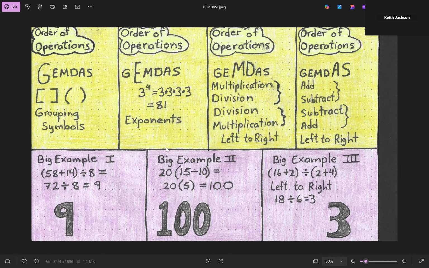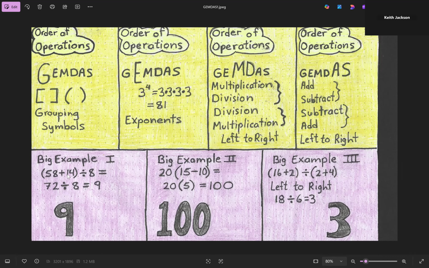But let's take a look at our 3 big examples to help us understand the grouping symbols. Today we're only going to work on the grouping symbols. We're only going to work on parentheses in this case because that's what has to be done first in a problem such as these. So let's take a look at big example 1, big example 2, and big example 3. Let us go back to big example 1, in which we have inside our parentheses the quantity of 58 plus 14. We have to work that out first before we do our division because parentheses go before multiplication or division.